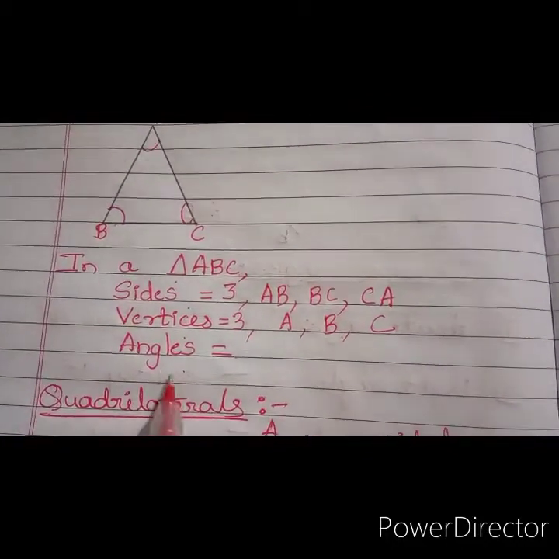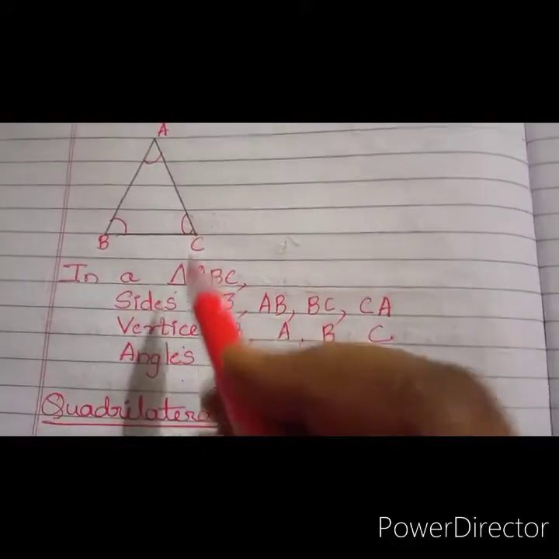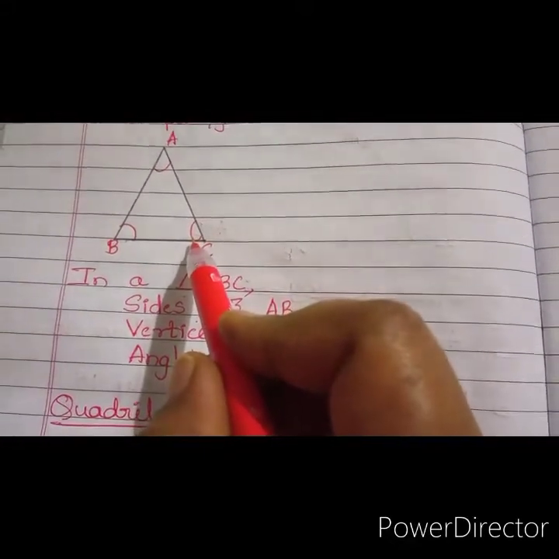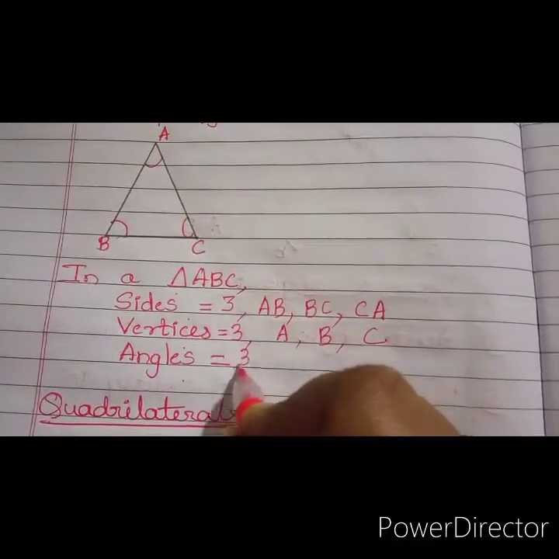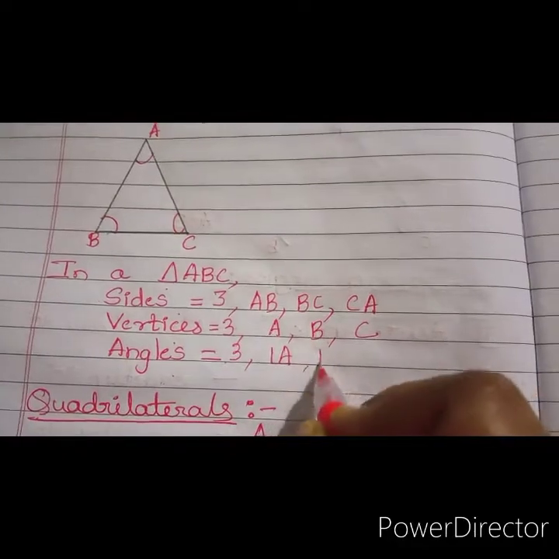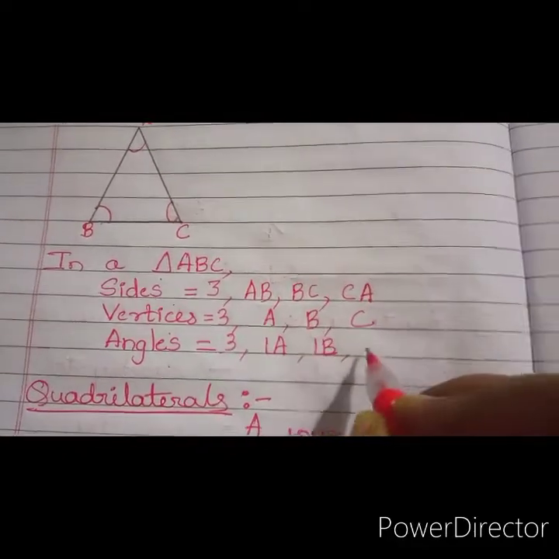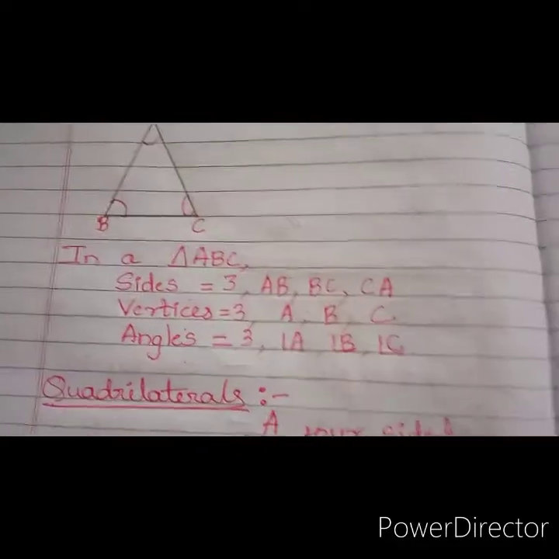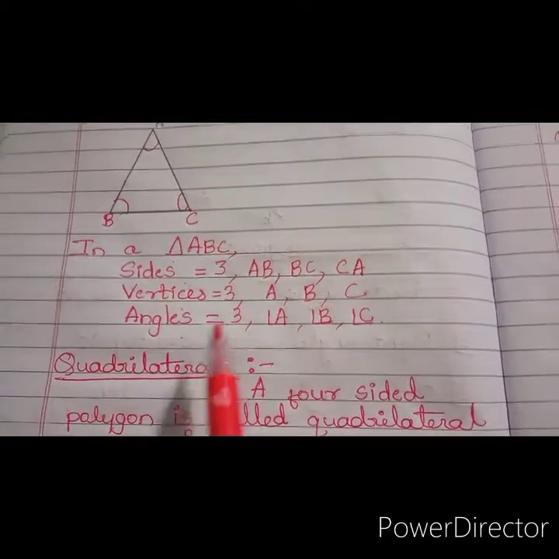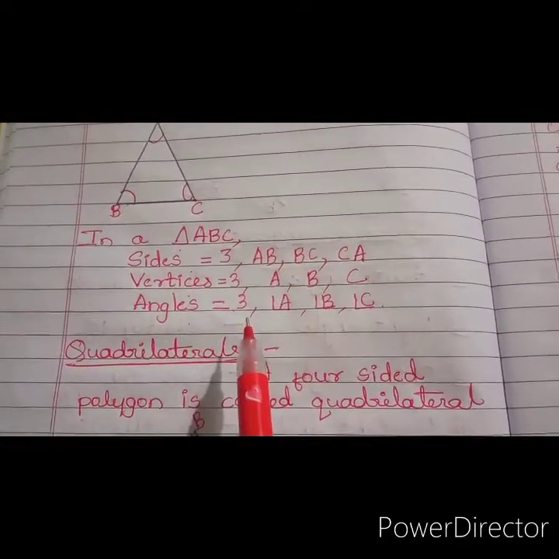Next one is angles. It has three angles. Here red mark is there, no? That is angles. So three angles are there: angle A, angle B and angle C. So in a triangle, totally three sides, three vertices and three angles.